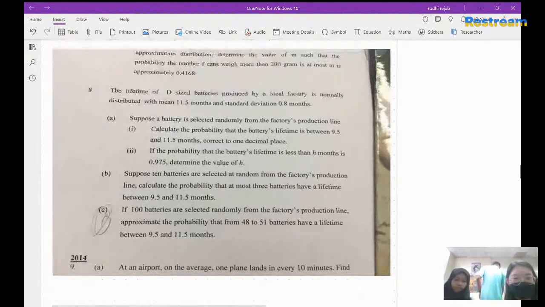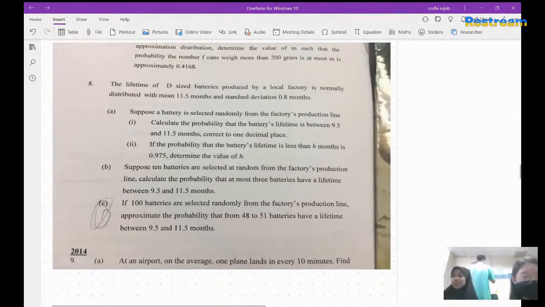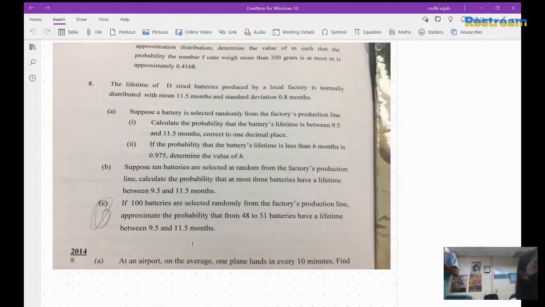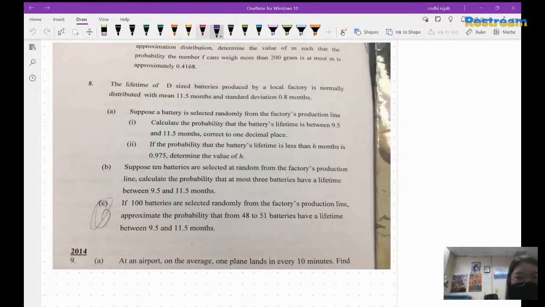Okay, so hi guys. Today I will be explaining these questions. This is a past year question, and this one is from 2013. Okay. So the question says the lifetime of D-size battery produced by a local factory is normally distributed with mean 11.5 months and standard deviations 0.8 months. Okay, so we highlight this first.